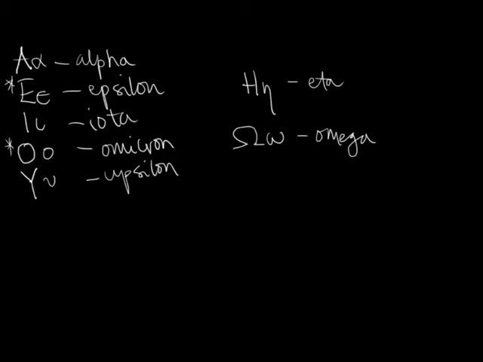So those are our 7 vowel sounds. We've got alpha, a, epsilon, e, iota, i, omicron, o, upsilon, u, eta, air, omega, or. And those are our 7 vowels. Before we move on, there's just one sort of quirk of vowels in Greek.